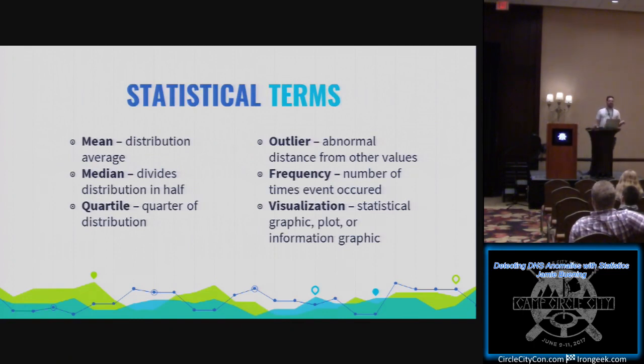Terms, you've probably heard of these: mean and median. Both describe the middle of a data set in different ways. We've got a quartile, which is just 25% of a group of observations or data. And outlier would obviously be something abnormal, right? That's what we're looking for. Frequency is the number of times something happened, right?